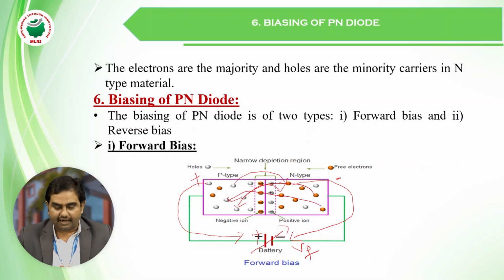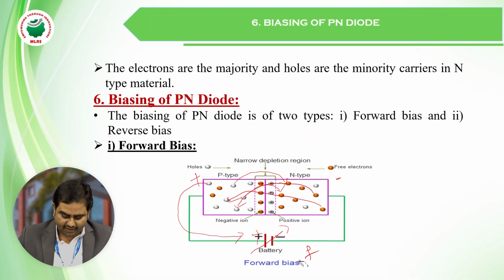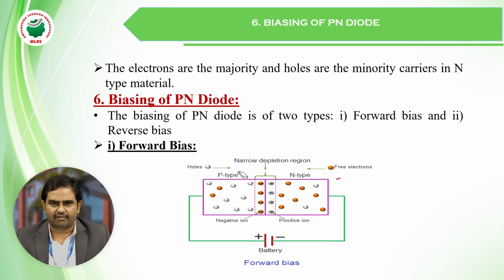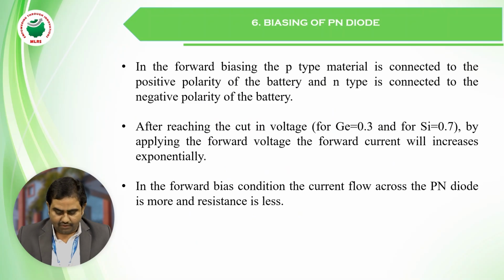So by this recombination, or the exchange of charge carriers from p-type to n-type as well as n-type to p-type, the current will flow across the diode, and in this way conduction will take place during the forward bias. And we can say that only in the forward bias is the p-n junction diode in the on state.